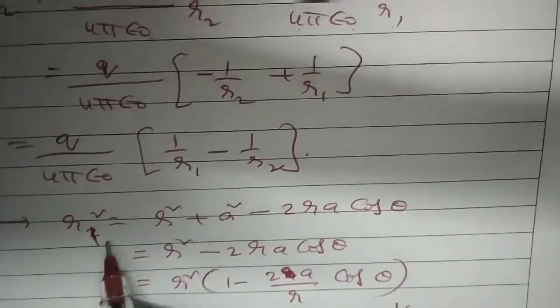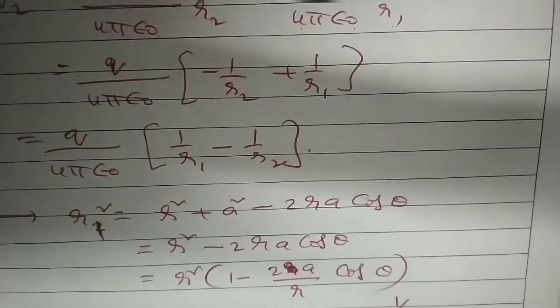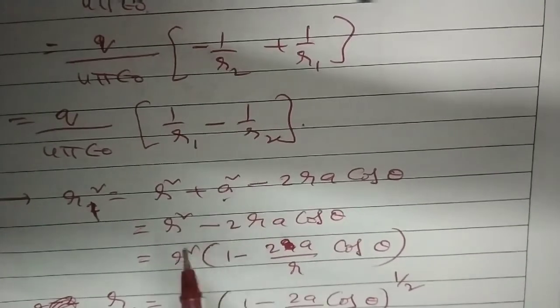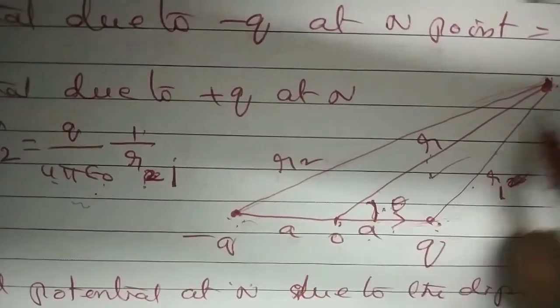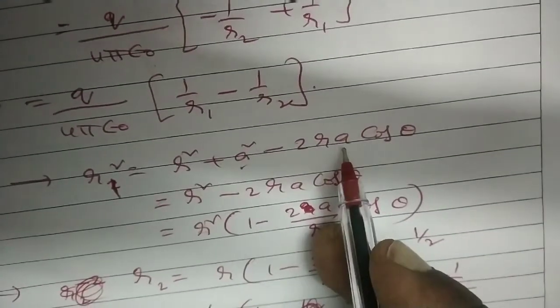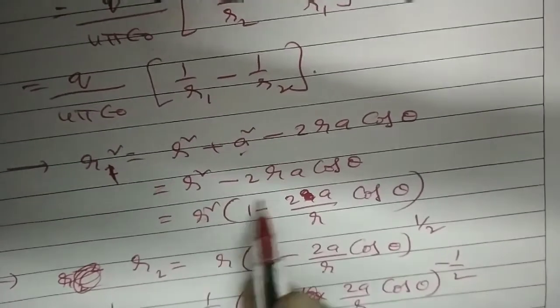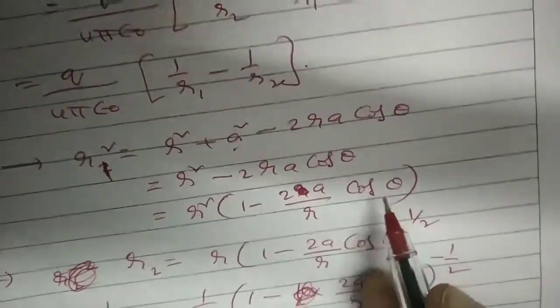So R1 square is equal to R square plus A square minus 2RA cos theta. This is called the cosine law, which you can apply in any triangle. So this is R square. A means half the length of the dipole, and we can ignore A square because R is very large. But A itself you cannot ignore, only A square. So R square minus 2RA cos theta. Then R square is taken common: R square into 1 minus 2A by R cos theta.